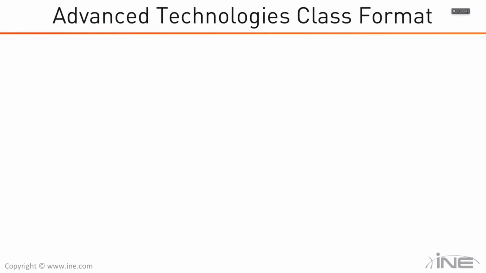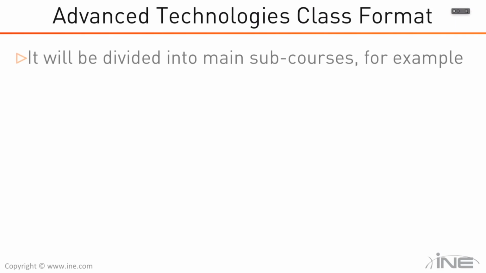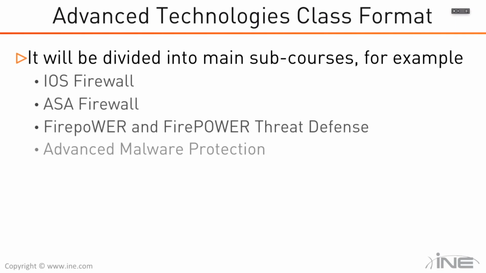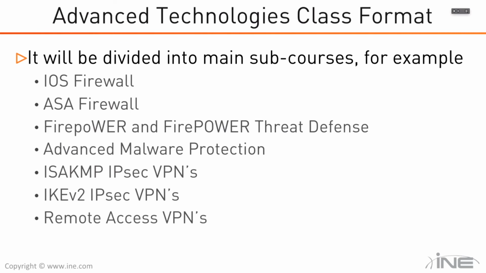Now, the class format, for those of you who have been familiar with our ATC classes so far, has changed a bit. We're going to follow a new format moving forward. Each Advanced Technologies class is going to be divided into main sub-courses. Like, for example, you're no longer going to see one big outline. It's going to be divided into, for example, a subclass on IOS firewall.